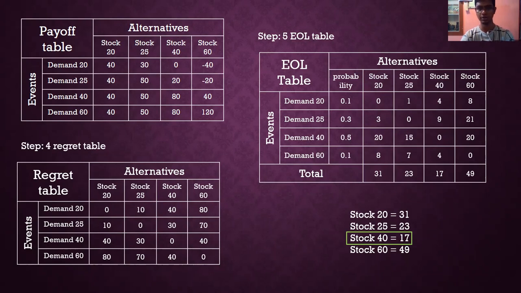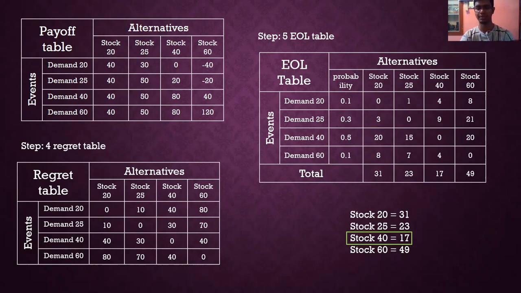In this method, we are going to find the EMV table and the EOL table. With the help of these tables, we are able to get an optimal solution, which tells us which stock will give the maximum profit. In this case, the maximum profit is given by stock 40. So how do we know that stock 40 is the right answer? We checked that both the EMV table and the EOL table give the same value, stock 40. So we are selecting stock 40 as the optimal solution.